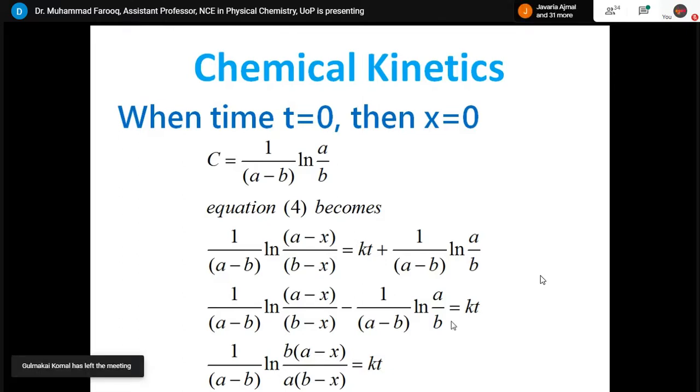Okay, now 1 over a minus b log of a minus x divided by b minus x. Now take this one, 1 over a minus b log of a divided by b, on the other side. So this is plus, so it will become minus 1 over a minus b log of a divided by b is equal to kt. This clear or not?